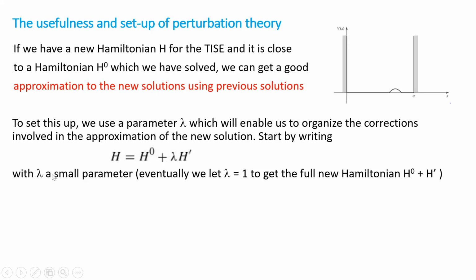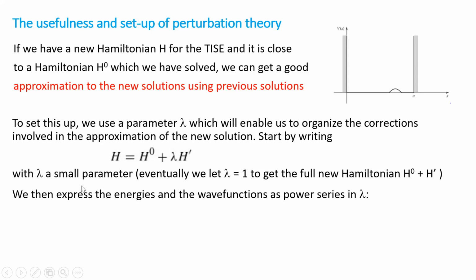We start by imagining lambda to be a small parameter, but eventually we'll let lambda equal 1 to get the full new Hamiltonian, H0, our original previous Hamiltonian, plus the perturbation, H prime. So eventually we'll dial up lambda to the full value of 1, and our Hamiltonian will then be our full new Hamiltonian, and our approximation will be the full approximation.